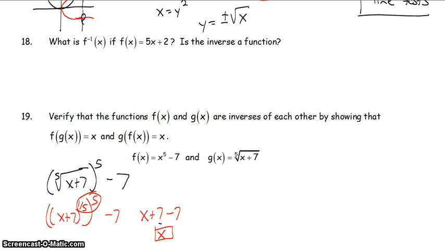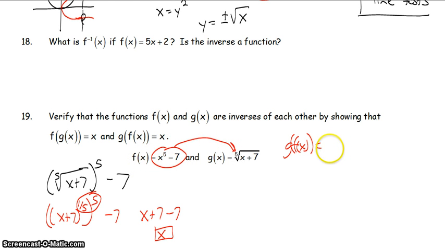Okay, usually they'll simplify very nicely. So if you're not getting it, you probably did something wrong. Don't worry about the powers until you see they cancel. Let's look at the other way. Let's do g of f of x. So we're sticking f of x into g of x now.